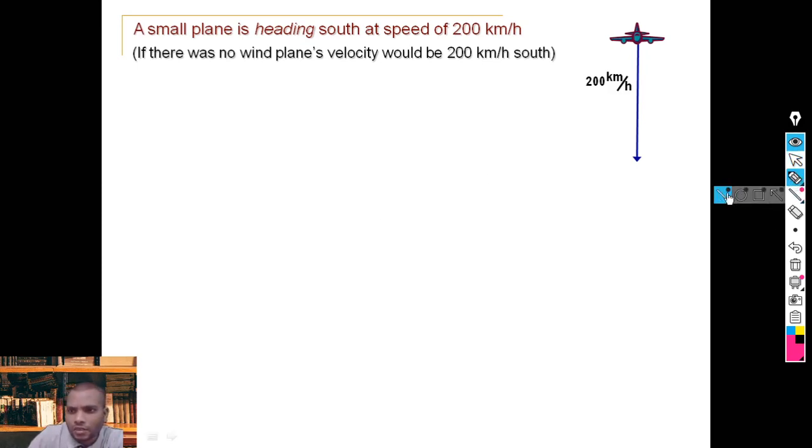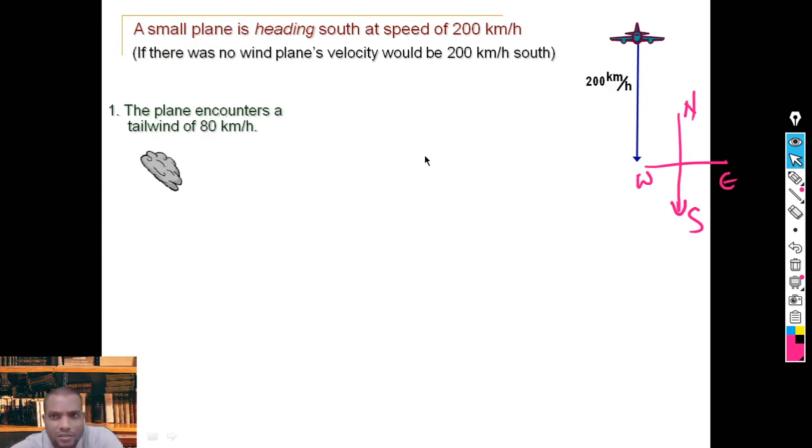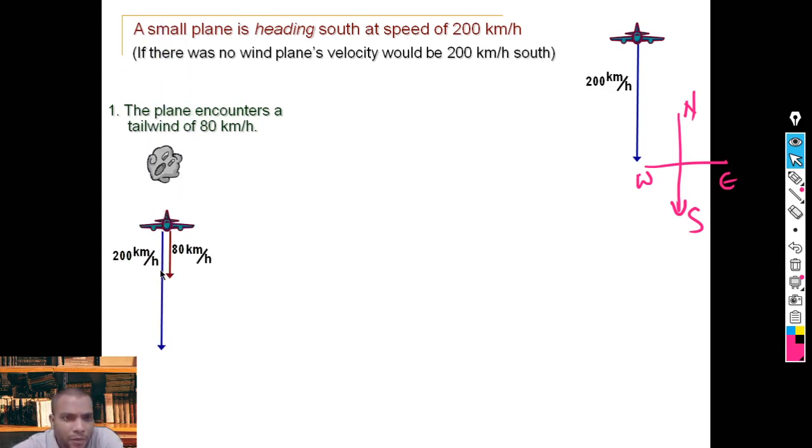Here we can draw north, northwest, northeast, west, south. The plane is heading towards south because we need to represent that with a direction. Now if the plane encounters a tailwind of 80 km per hour, tailwind means the wind which is pushing from behind. So the plane is moving at 200 km per hour, and from the back side there is a tailwind of 80 km per hour.